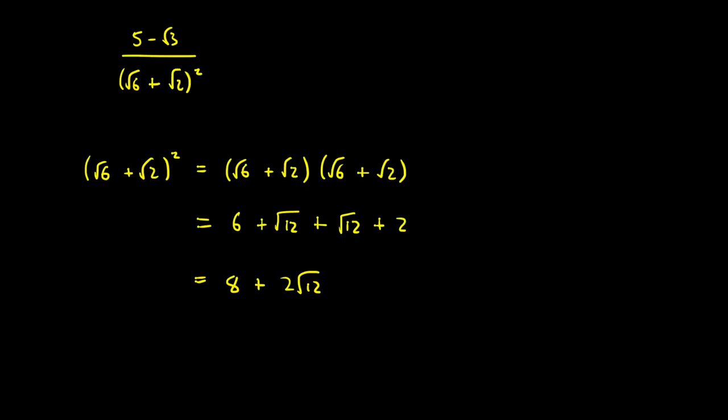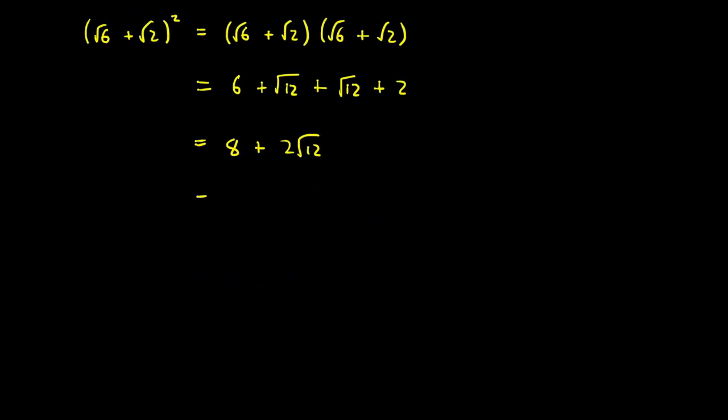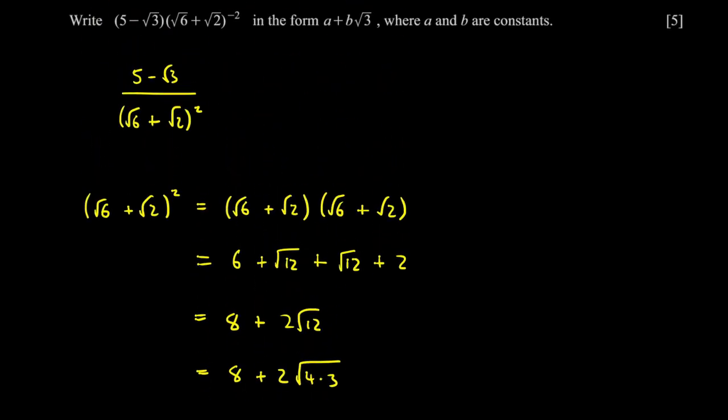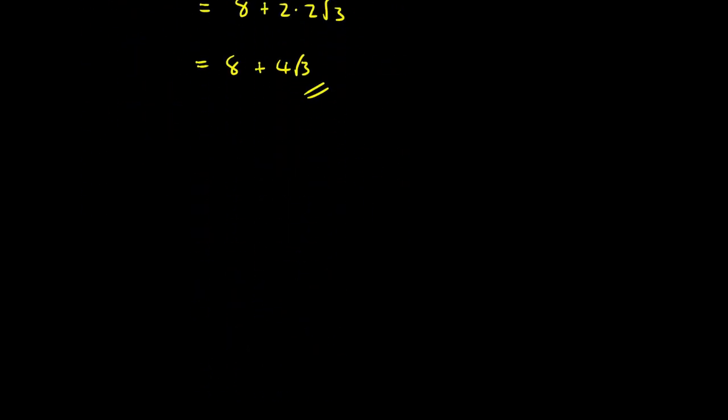Now we can simplify the root 12 because root 12 can be written as the root of 4 times 3. And the root of 4 is 2, right? So we've got 8 plus 2 times 2 lots of root 3. So we've got 8 plus 4 root 3. So we've got the denominator there. So we've got 5 minus root 3 divided by this thing, which is 8 plus 4 root 3.